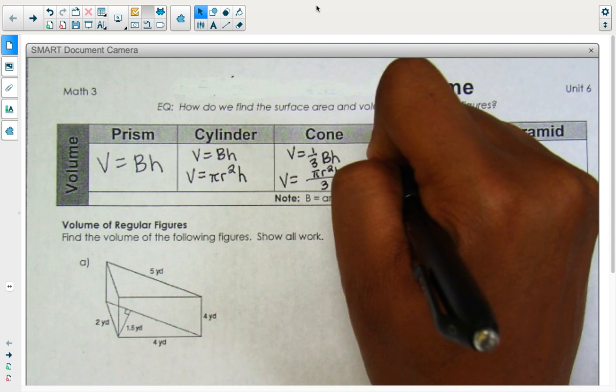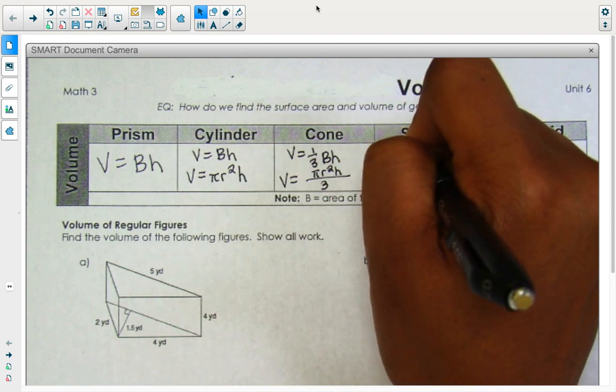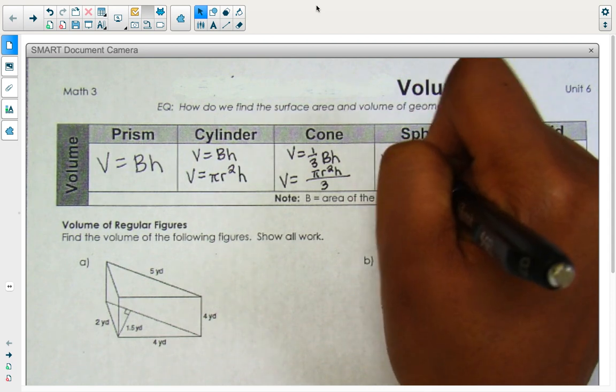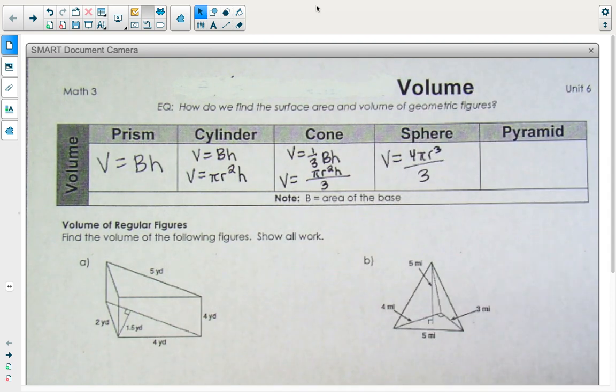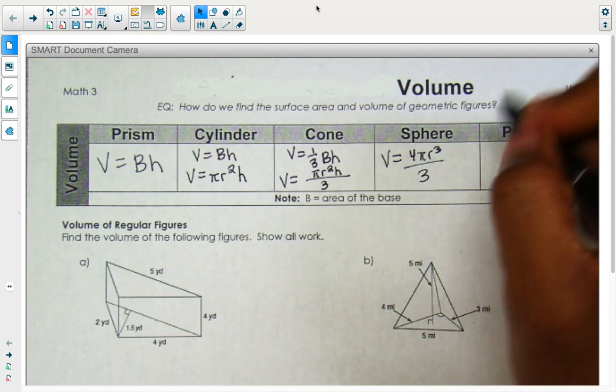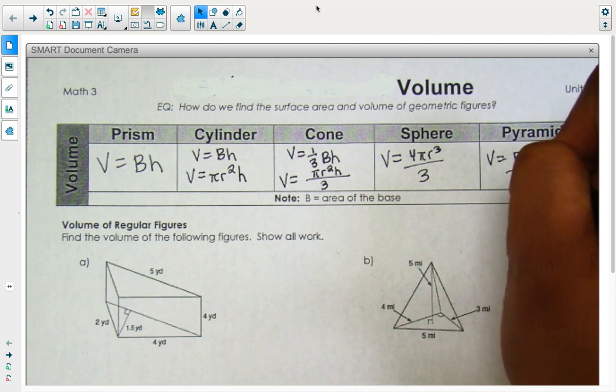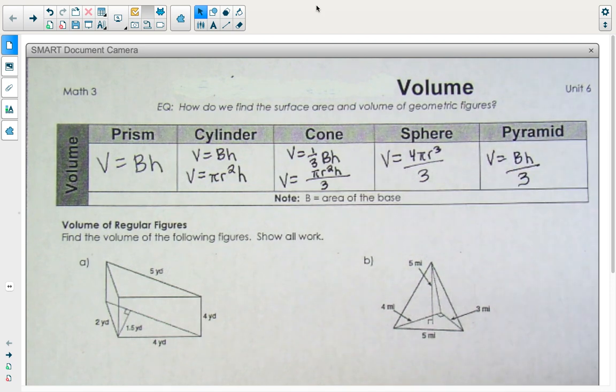A sphere, think like a basketball is what I think of when I think of a sphere. So the formula for a sphere is 4 pi r to the third divided by 3. And then a pyramid, volume equals base times height divided by 3. So whatever the base of it is, we're going to divide that by 3. So these are your formulas. We got a prism, a cylinder, a cone, a sphere, and a pyramid.